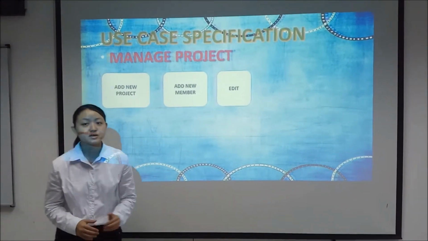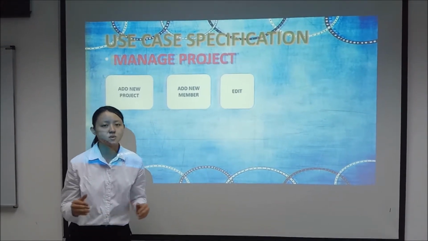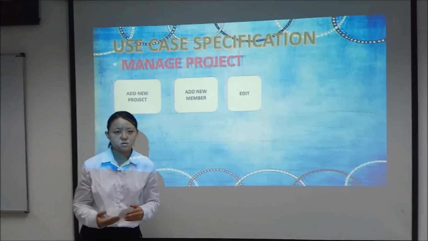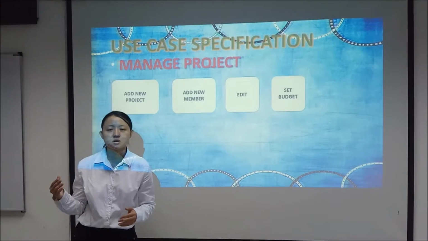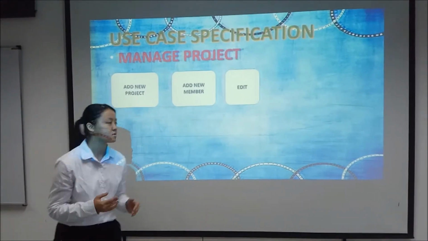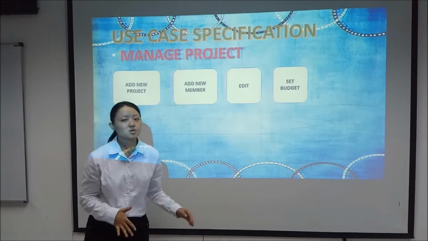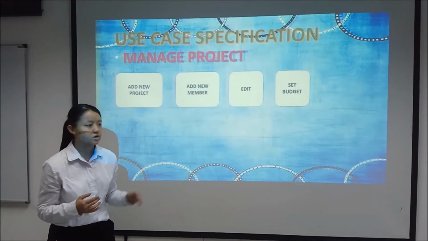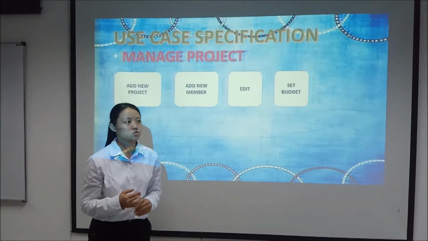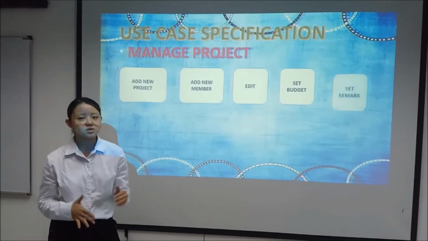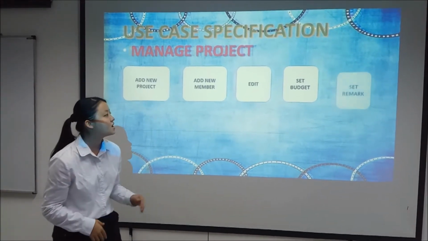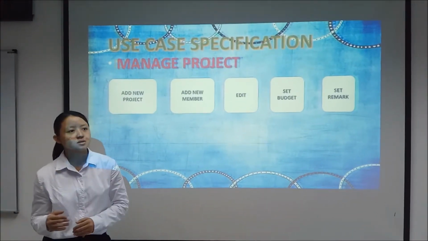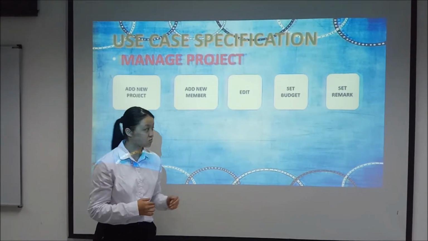The project manager can also edit the description, describing what the project is about, to help the members understand the project better after they are added inside the system. Next, set budget. The project manager has to set the budget to estimate costs for each sub project in the system to make sure there is no excess. The project manager and member can set remarks in the process of the project.